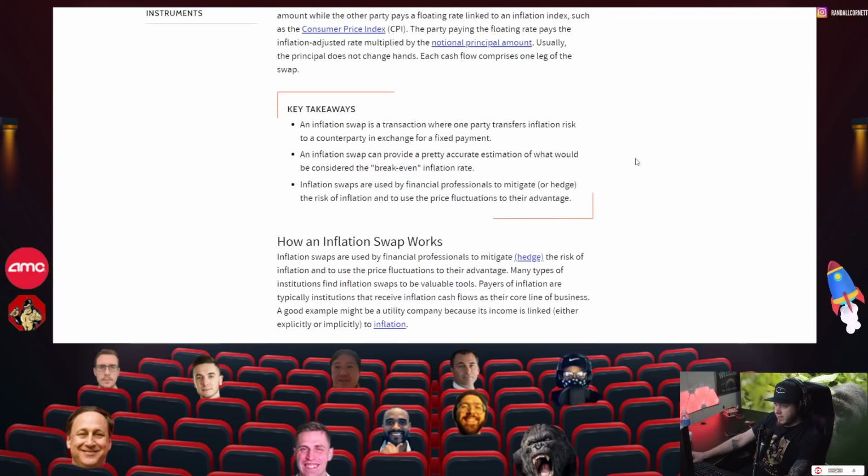And so here are the key takeaways. An inflation swap is a transaction where one party transfers inflation risk to a counterparty in exchange for a fixed payment. An inflation swap can provide a pretty accurate estimation of what would be considered the break-even inflation rate. Inflation swaps are used by financial professionals to mitigate (hedge) the risk of inflation and to use the price fluctuations to their advantage. How inflation swaps work.